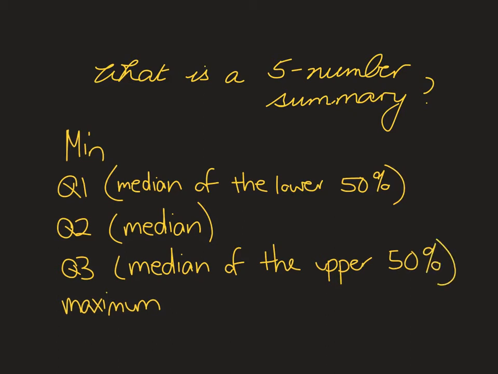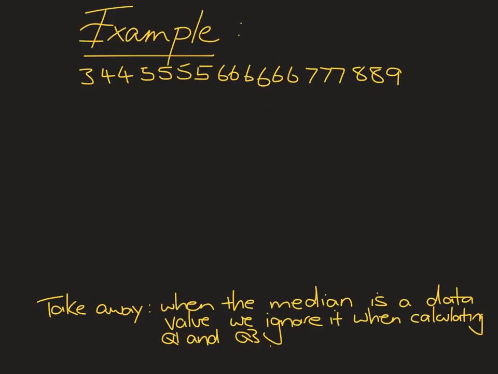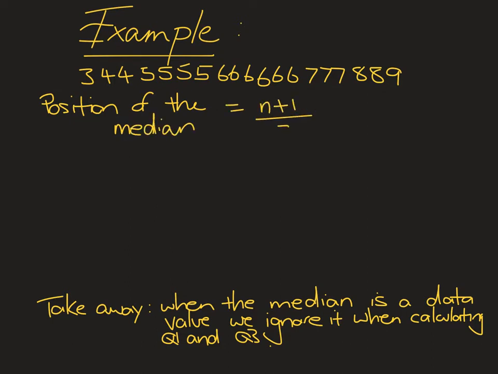When we have a data set, we need to actually calculate what these things are. Let's do an example. Remember when we found the median, to find the position of the median, what we do is we do n plus 1 divided by 2, where n is the number of data points. So that should be revision.